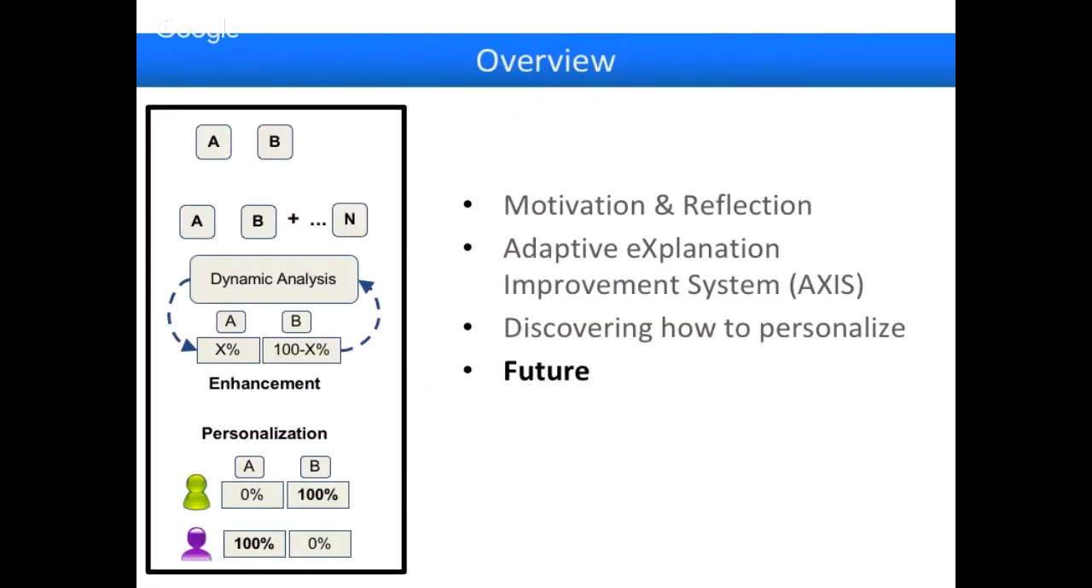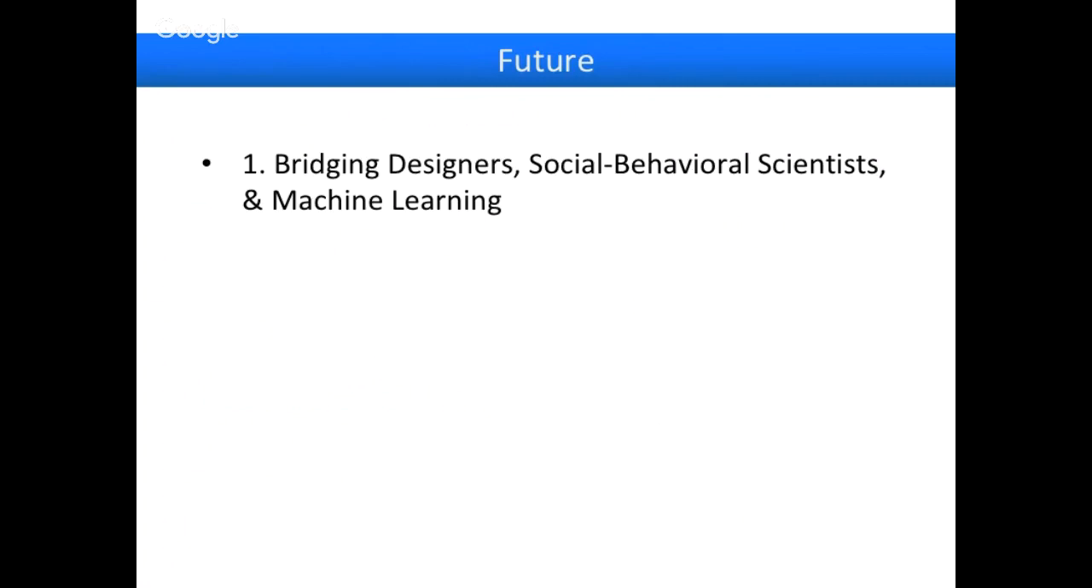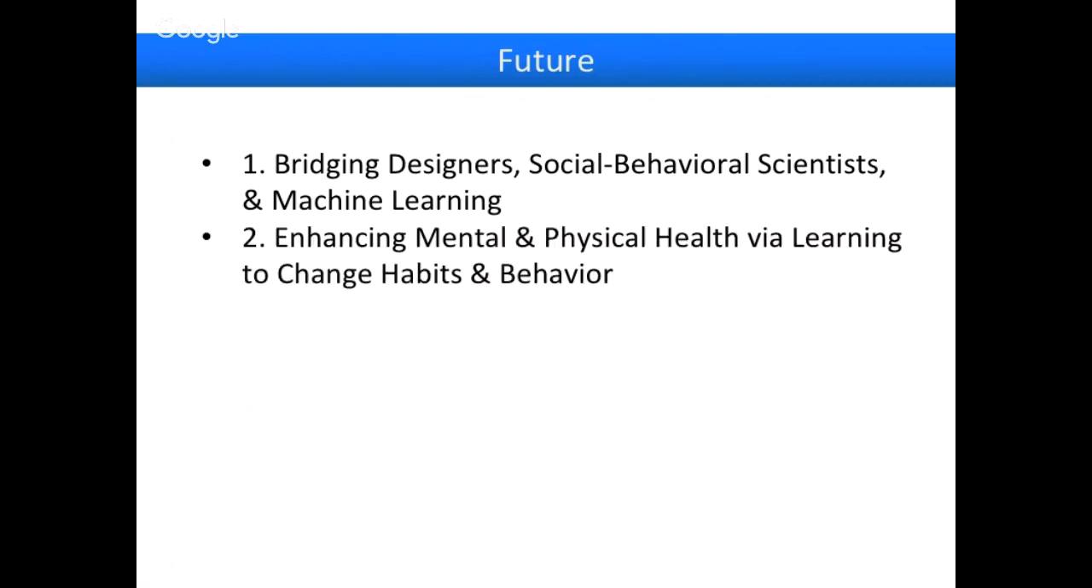So I'll turn to the future direction, since I think what I presented today is just showing examples of a whole range of work that can be done in the future. So one idea here is thinking about how you bridge designers, social behavioral scientists, and machine learning. And the other is generalizing this approach to settings like enhancing mental and physical health by learning how to change habits and behavior.